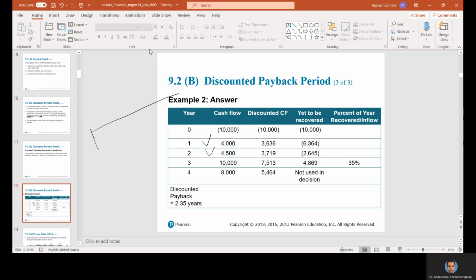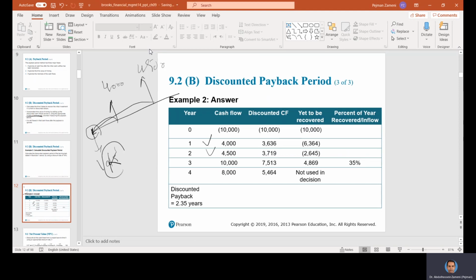Okay, we are paying 10K. And how much are we earning for year 1? 4,000. Here is 4,500. And what we're supposed to do, we're going to bring it to the present time. We're going to bring this one also to the present time, discount it, and add these two minus this one. And see if this amount is positive or negative.